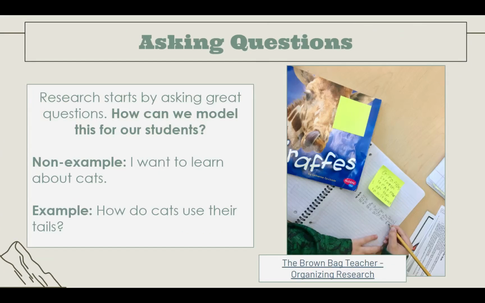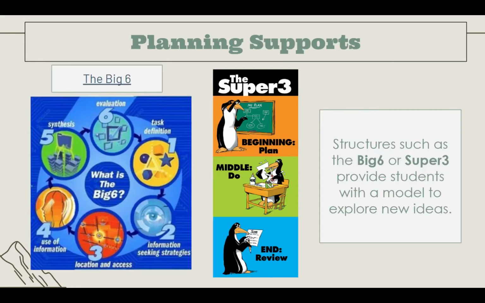In addition, by modeling questioning strategies or using planning tools such as the Big Six, we can help students narrow the scope of their explorations.